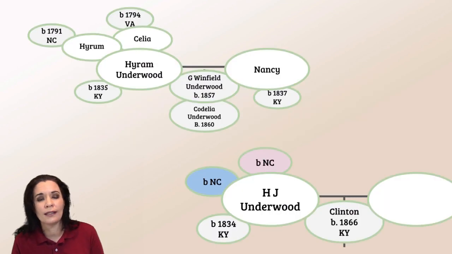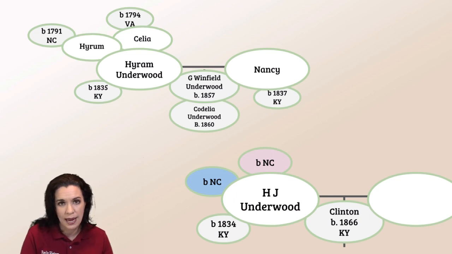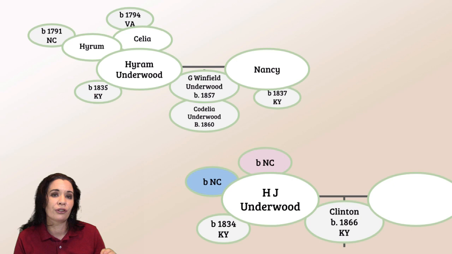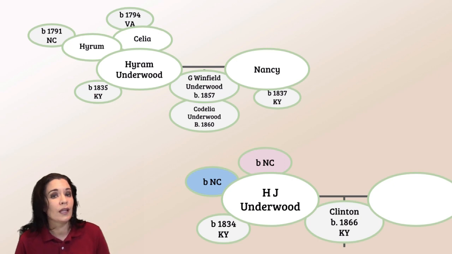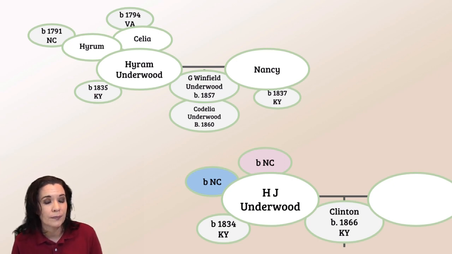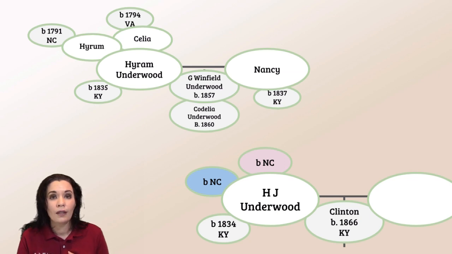Now, if we put that new clue web on the same page as the previous clue web we made, with the Hyrum and the Nancy and the Winfield and the Cordelia and the Hyrum and the Cecilia, we can see a lot of potential overlap. Now, Clinton wasn't old enough to be included in that first clue web, but we can see where he could have been a younger sibling to Winfield and Cordelia. We also see the parents, Celia and Hyrum, being born in North Carolina and Virginia, and this one has the North Carolina. So there are definite possibilities.